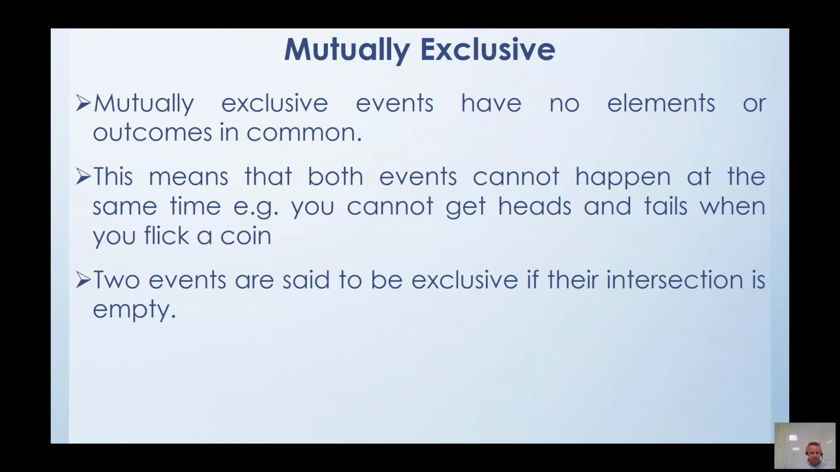So for example, just say I flick the coin 100 times, and this is heads here and this is tails. What I could have gotten is, just say, 60 heads, 40 tails. You can't get anything in the intersection. Therefore, if your intersection is empty like this, the events are said to be mutually exclusive.